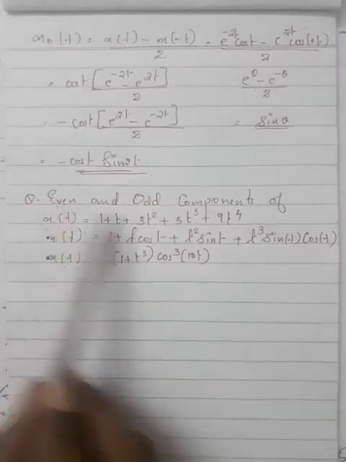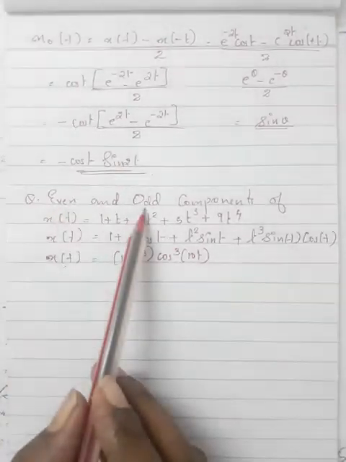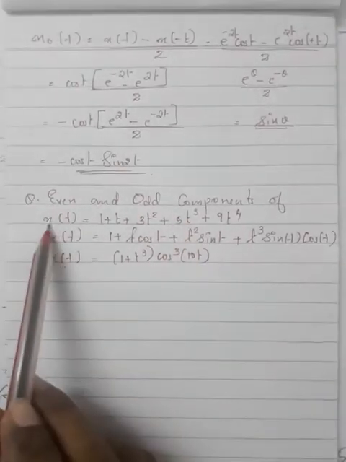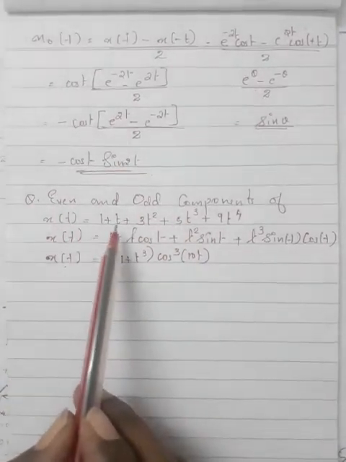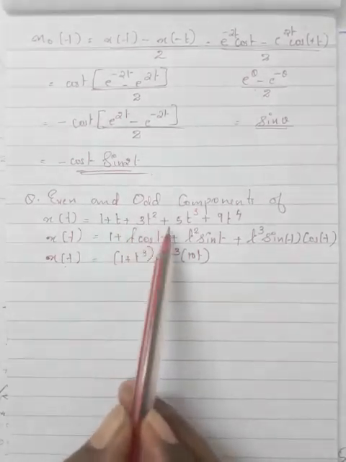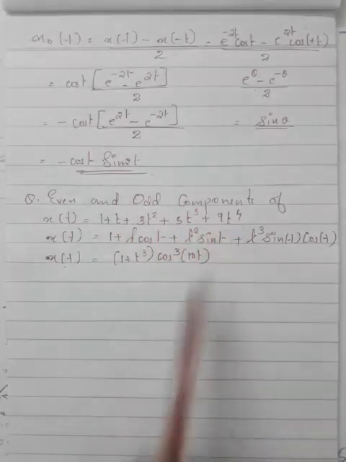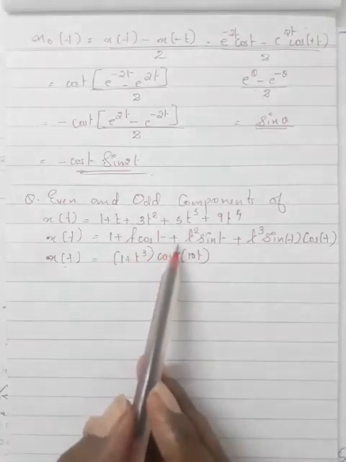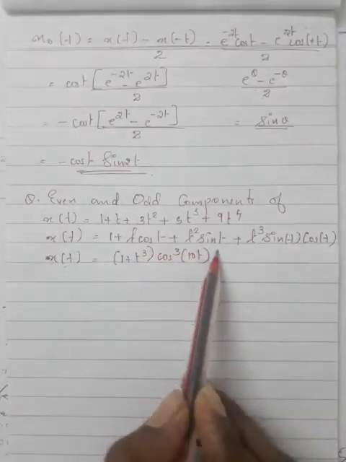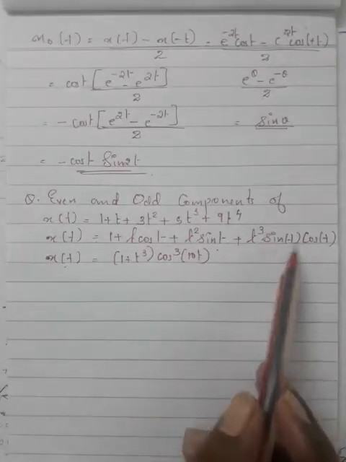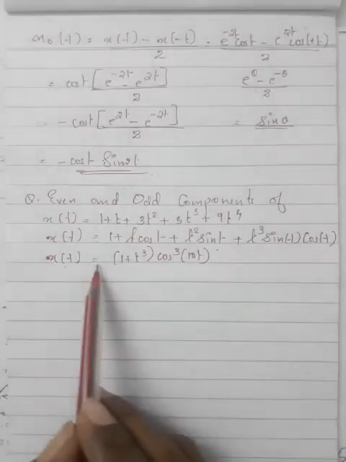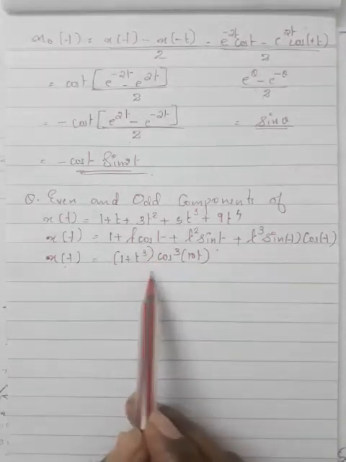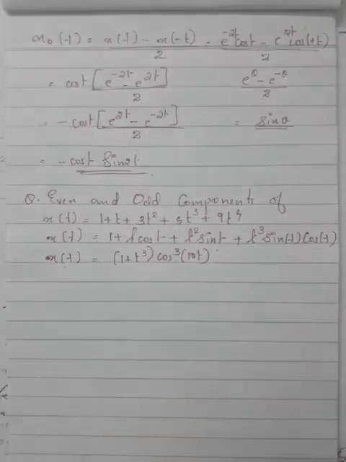ഫസ്റ്റ് ക്വസ്റ്റ്യൻ: find the even and odd components of x(t) = 1 + t + 3t² + 5t³ + 9t⁴. Second one, x(t) = 1 + t cos t + t² sin t + t³ sin t cos t. And third question is x(t) = (1 + t³) cos³(10t).